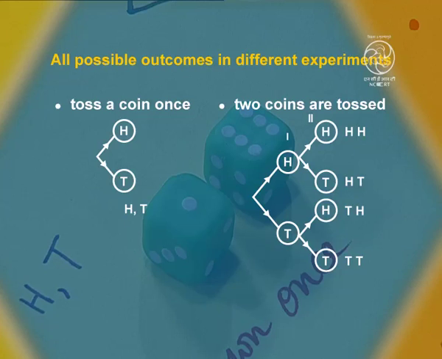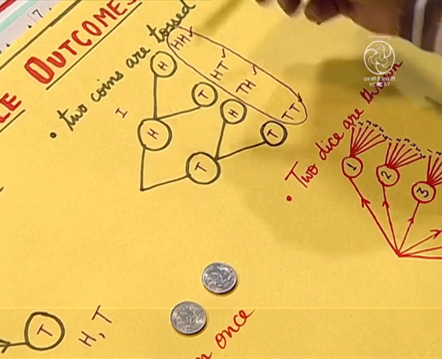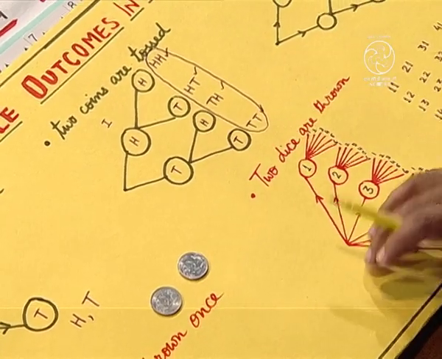So these are the 4 possible outcomes which constitute the sample space, and any one of them is an outcome. These are 4 outcomes, and in totality all of them constitute the sample space.